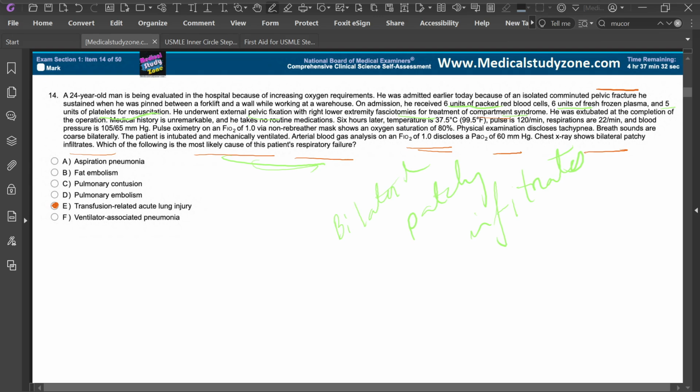This patient has no history of severe bilateral chest wall trauma, and it's not pulmonary embolism.